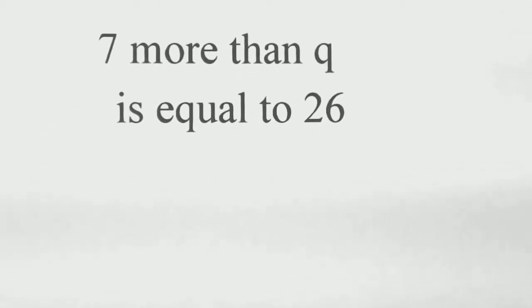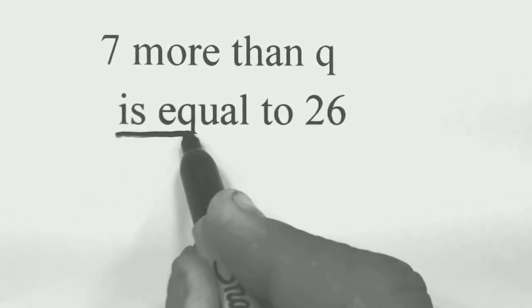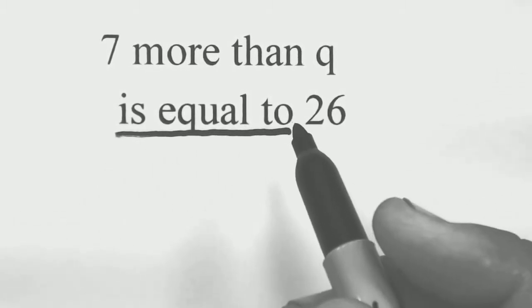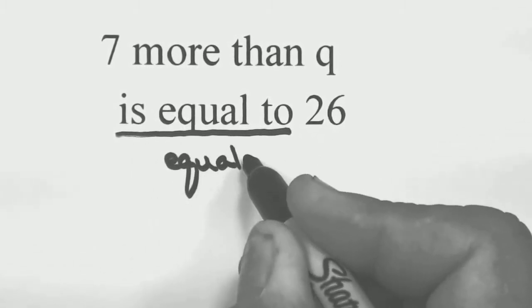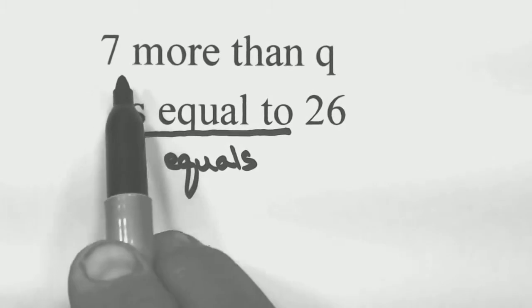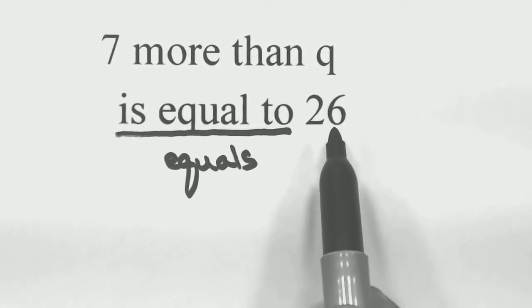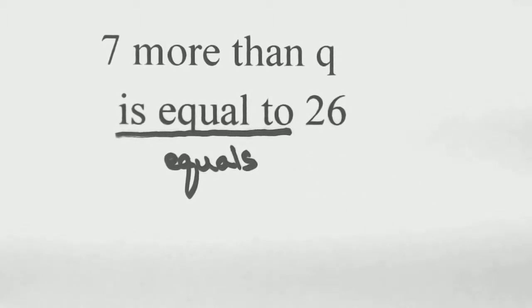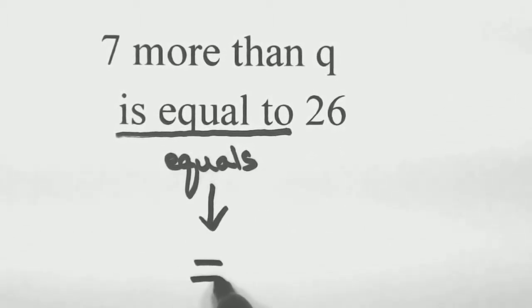Okay, here's our next one. 7 more than q is equal to 26. And here again, that same group of words, "is equal to," could just be replaced with "equals." If we read this as 7 more than q equals 26, that means exactly the same thing. So, once again, this tells us where the equal sign goes.